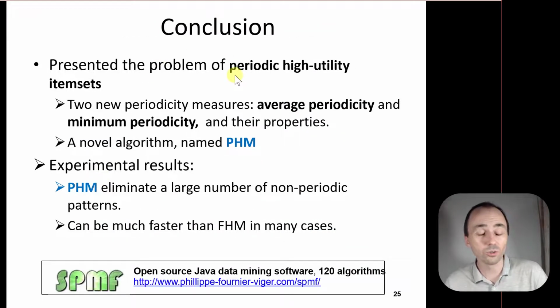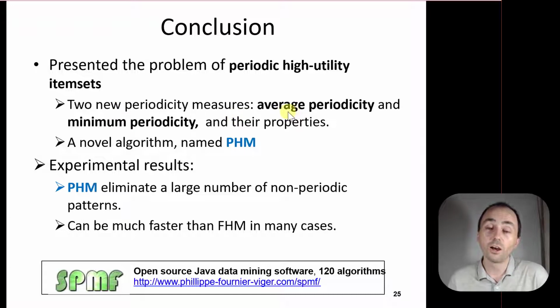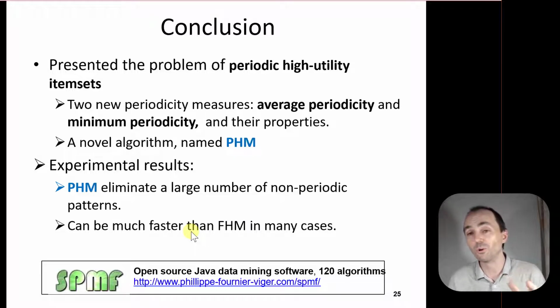So in conclusion, today I presented the PHM algorithm for periodic high utility item sets. It is a new problem, and this new problem uses some new periodicity measures called the average periodicity and minimum periodicity, and we studied their properties. We presented an algorithm and we did some experiments. So in this talk I gave you a good overview so you know what we want to do for periodic high utility item sets, and you get the main idea about how it works.